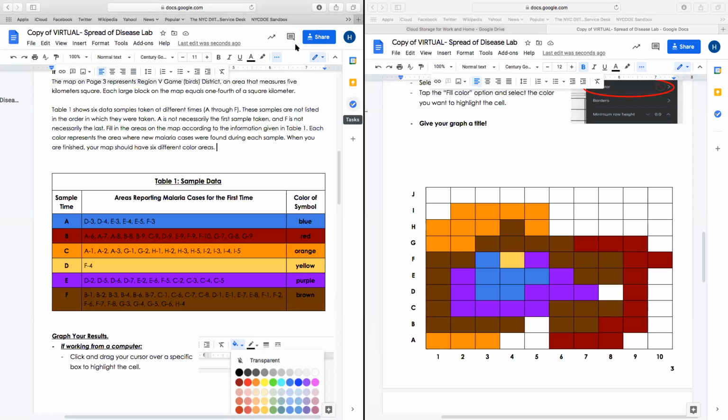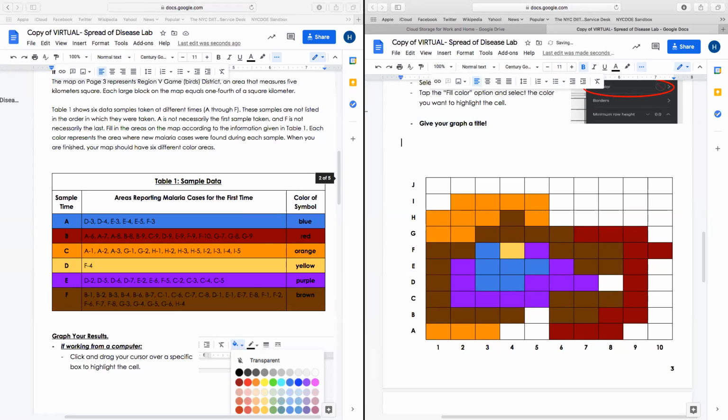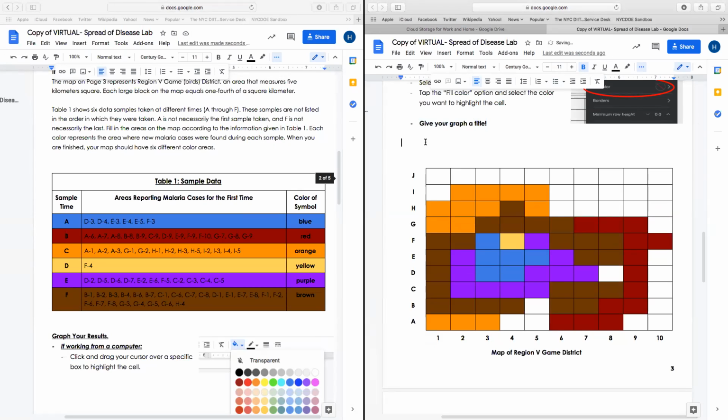Now, the last thing we need to do with this graph is, of course, give our graph a title. So if you are done filling in your squares on your graph, I want you to go ahead and look at the data that we were given and figure out what should we title our graph? What are we looking at here? It'll take about 30 seconds. And when you've got your title, go ahead and send it in the chat. Give us some ideas that we can start working with. What data are we looking at here?